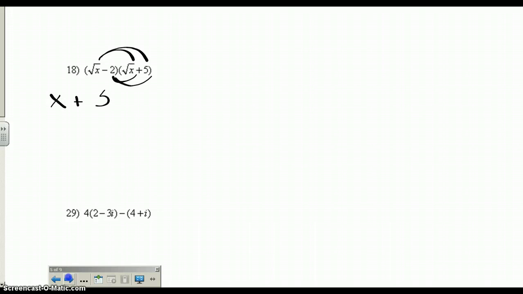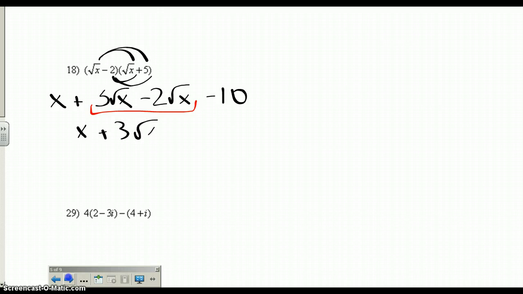And now we distribute that, so we get 5 times the square root of x minus 2 times the square root of x, and then minus 10. So let's combine like terms. The only like terms that I see are right here because they both have the square root of x. So now I get x plus 3 times the square root of x minus 10. And there's no more like terms, so that's our final answer.